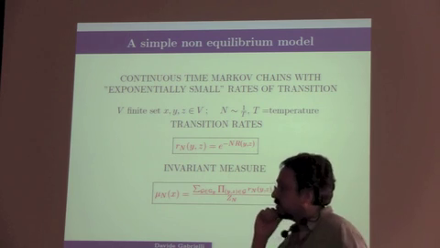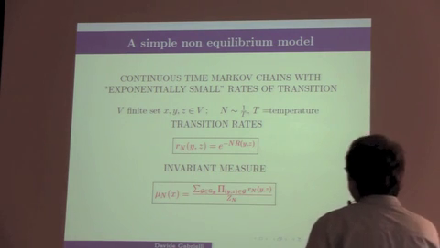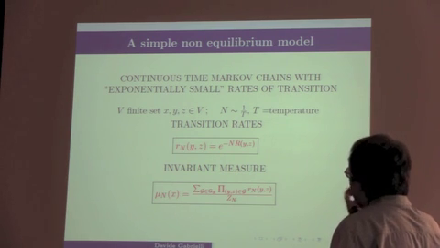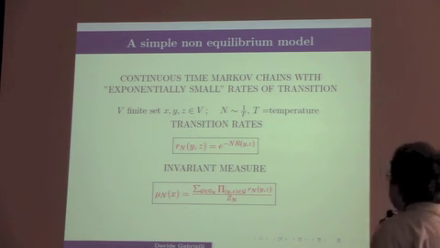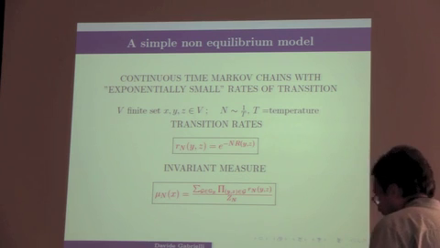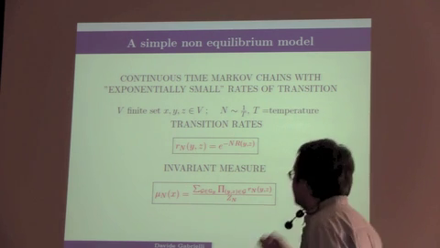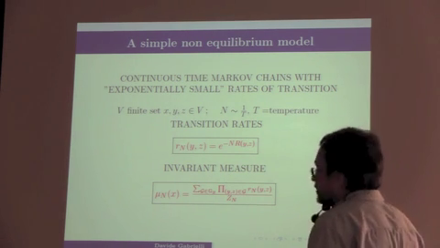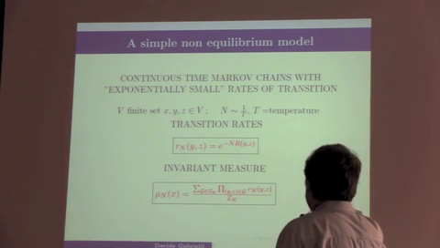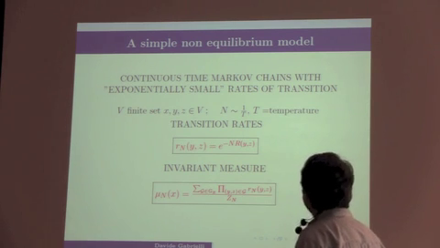random variable. So the simplest non-equilibrium model is just we consider a continuous time Markov chain on a finite set. This is usually called a continuous time Markov chain with exponentially small rates of transition. The name comes from the fact that usually this problem is discussed in discrete time. In this case, the probability of transition is really exponentially small. Here, the transition rates can also be exponentially big because this big R can be either positive or negative. But this is the general framework.